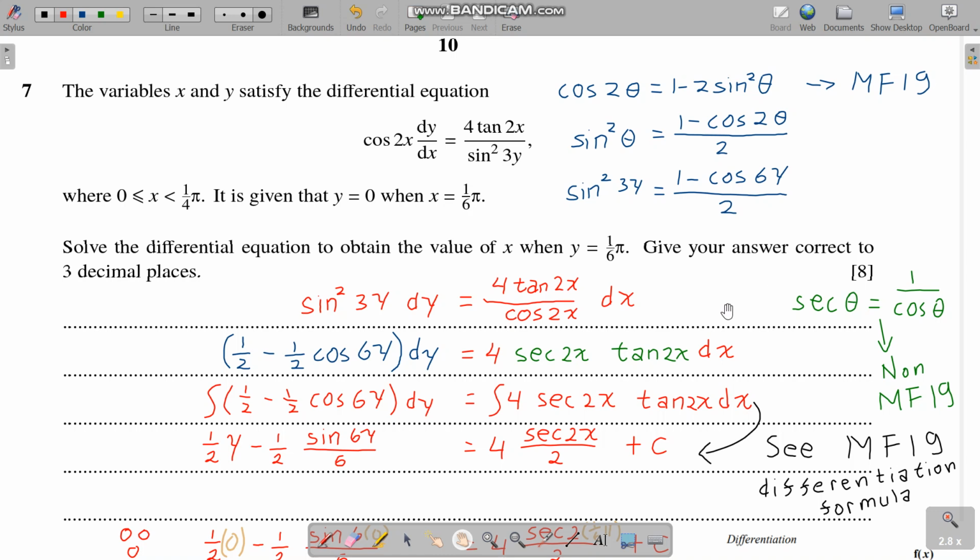So, to solve differential equations, the first step is to separate the variables, which means we want everything with y on one side, everything with x on the other side. So here we can just multiply both sides by sin squared 3y. Of course they're going to cancel out, so we're going to have sin squared 3y on the left like this.